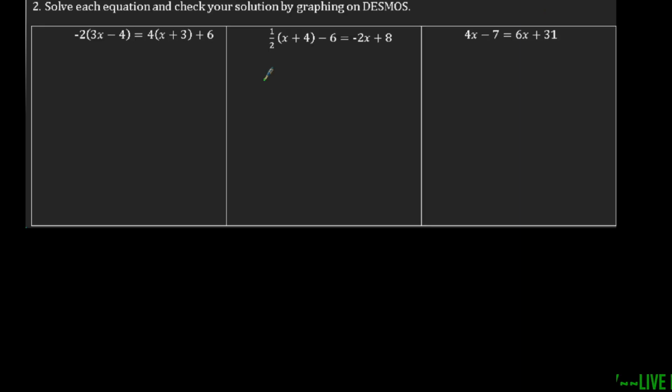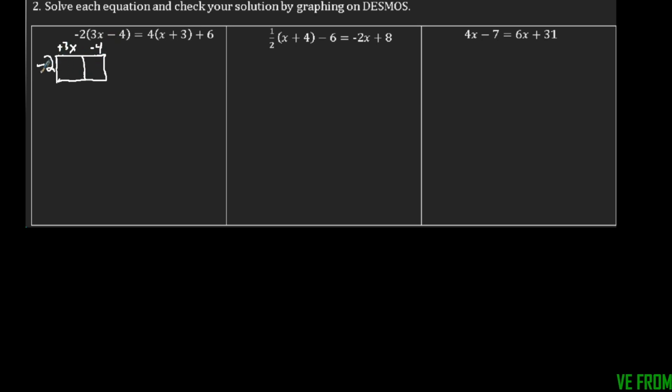All right, moving on to number 2, it says solve each equation and check your solution by graphing on Desmos. So make sure you're remembering how to set these up, and I'll guide you through them. So for this first one, I need to do our distributive property first. So I can draw these little boxes. I have negative 2 on the outside. Now on the inside of my parentheses, I have positive 3x, and I have a negative 4.